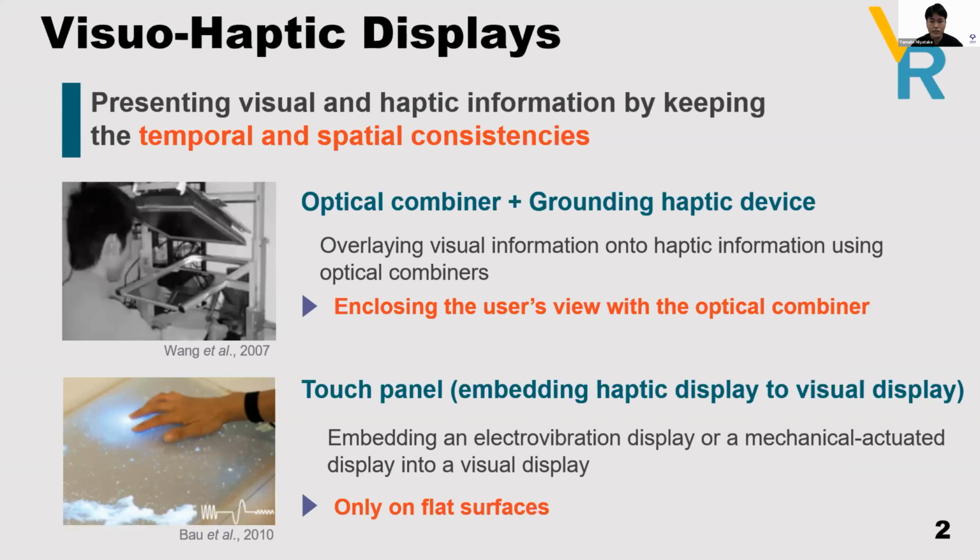Visuo-Haptic displays can present visual and haptic information by maintaining temporal and spatial consistency. One approach is to use an optical combiner as a visual display and a grounded haptic device. It can present haptic information on virtual 3D objects, but requires enclosing the user's view by the optical combiner. Another way is to embed a haptic display into a visual display. Users can interact with the screen without covering the user's field of view, but workspace is limited to 2D surfaces.